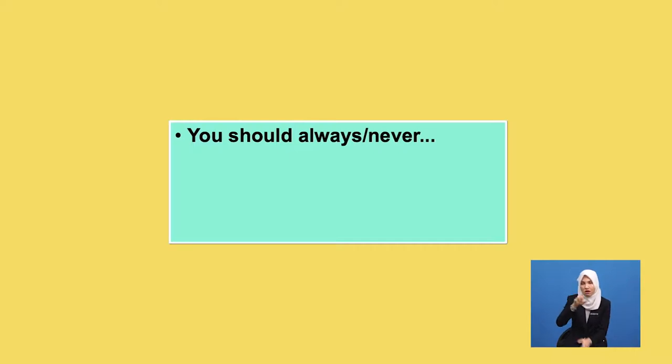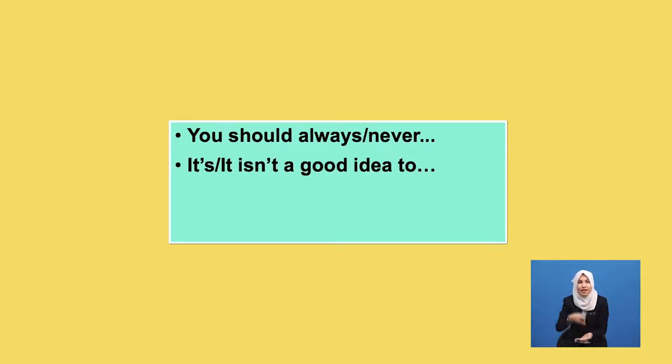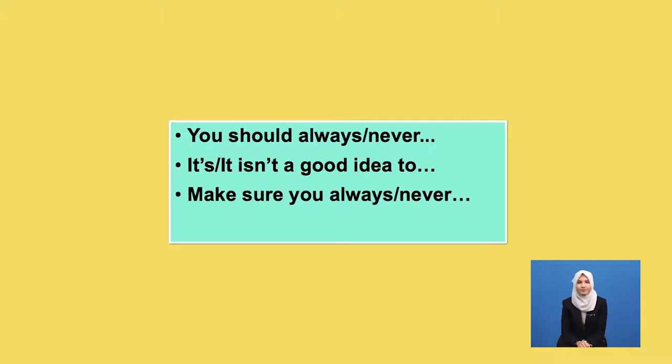You may use some of the words and phrases that we've learned earlier. You should always or never. For example, check your privacy settings. It's or it isn't a good idea to. For instance, write down your password. Make sure you always or never. For example, use your birth date as a password. And it's very important to clear your browser history.